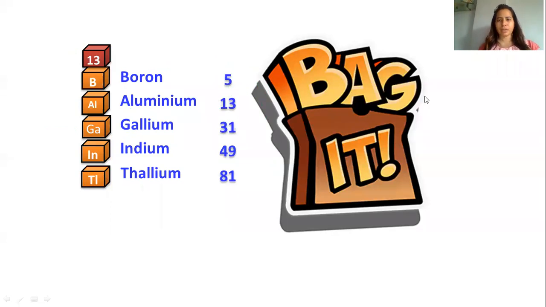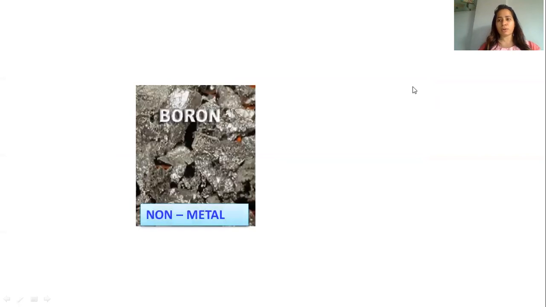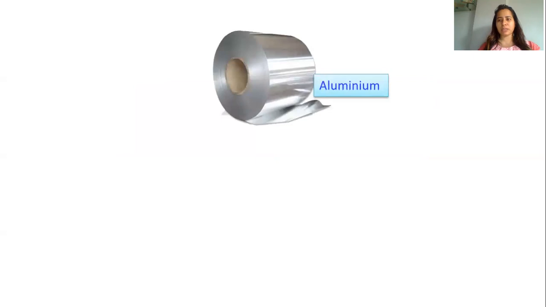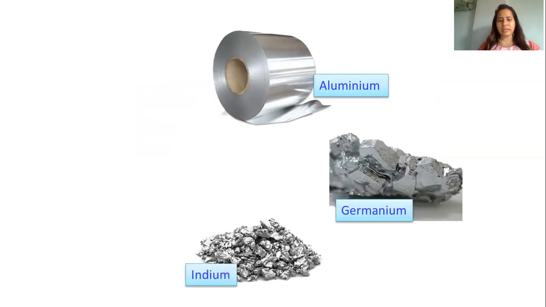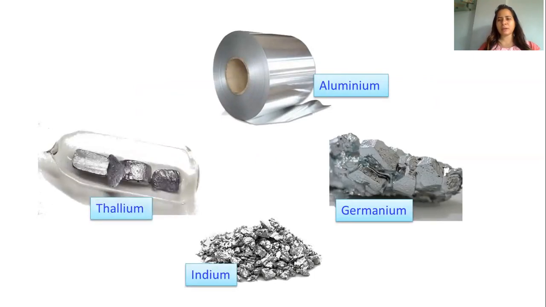Moving ahead, talking about occurrence, as I said, the first element, boron, is a non-metal. Talking about the other elements, aluminium, gallium, indium and thallium: when I said aluminium, by mistake I wrote germanium over here, but it should be gallium. They have a silver luster and a shiny appearance, so we can say they all are metals. In group 13, only the first element is a non-metal, whereas the others are all metals.